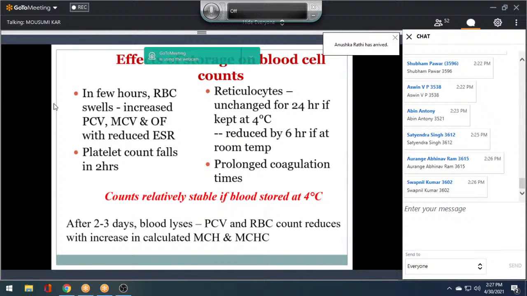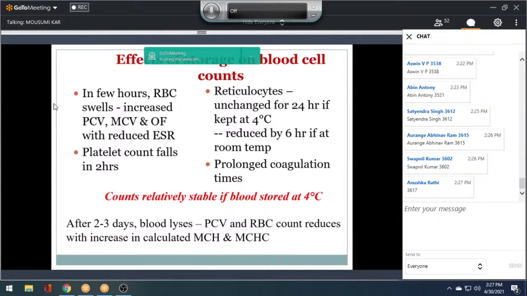Now, effects of storage. In a few hours, RBCs will start to swell. Once the RBC swells, the PCV will increase, the MCV will increase, and it will become more fragile. The osmotic fragility will also increase. Platelet count will fall. Reticulocytes will fall in the first 24 hours if you refrigerate it. If you don't refrigerate it, then it has to be performed within 6 hours of collection itself. Counts will be stable if you store it, at least you should store it at 4 degrees Celsius. After 2 to 3 days, obviously, frank hemolysis will start.